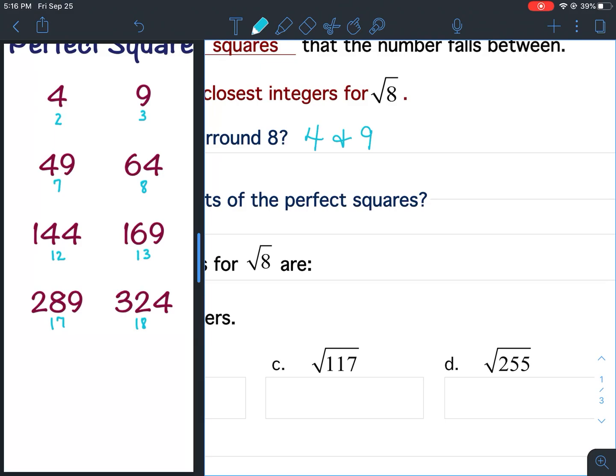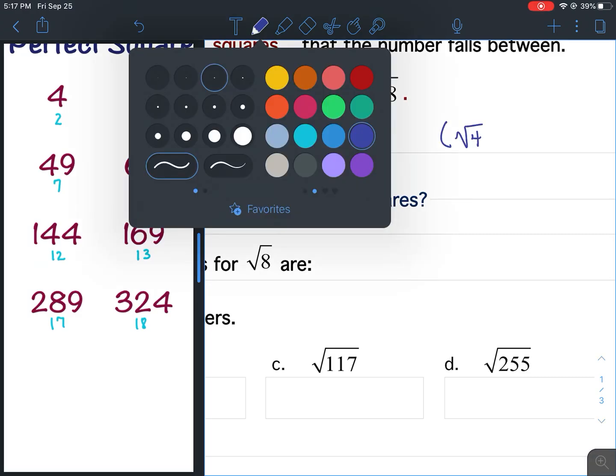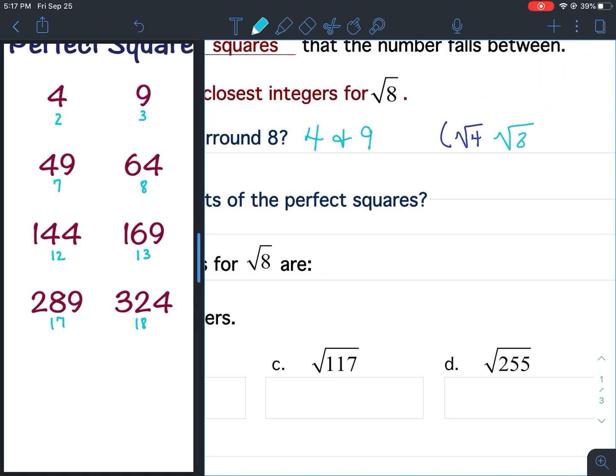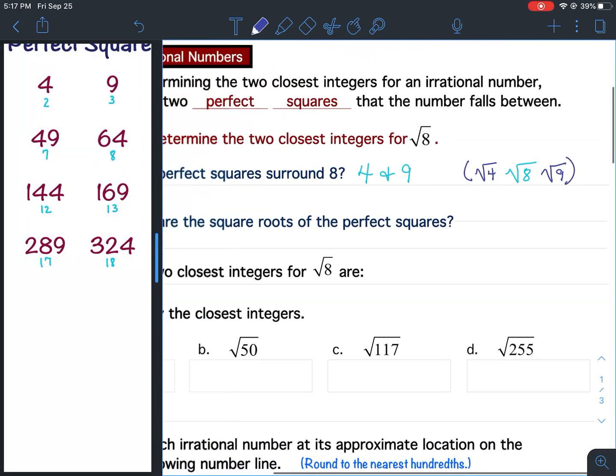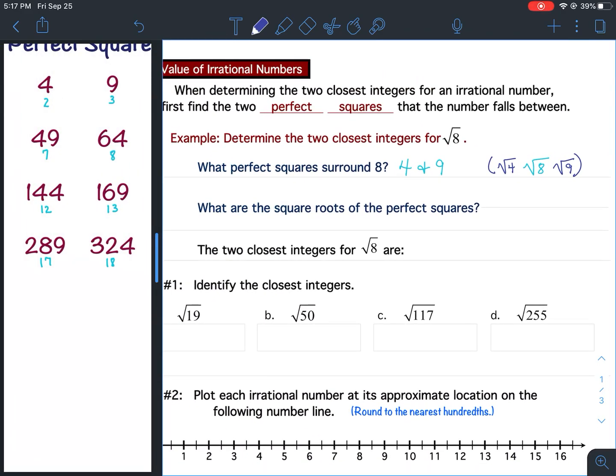So if 8 falls between 4 and 9, then that means the square root of 8 would be between the square root of 4 and the square root of 9. So 8 falls between 4 and 9. Therefore, the square root of 8 would fall between the square root of 4 and the square root of 9.